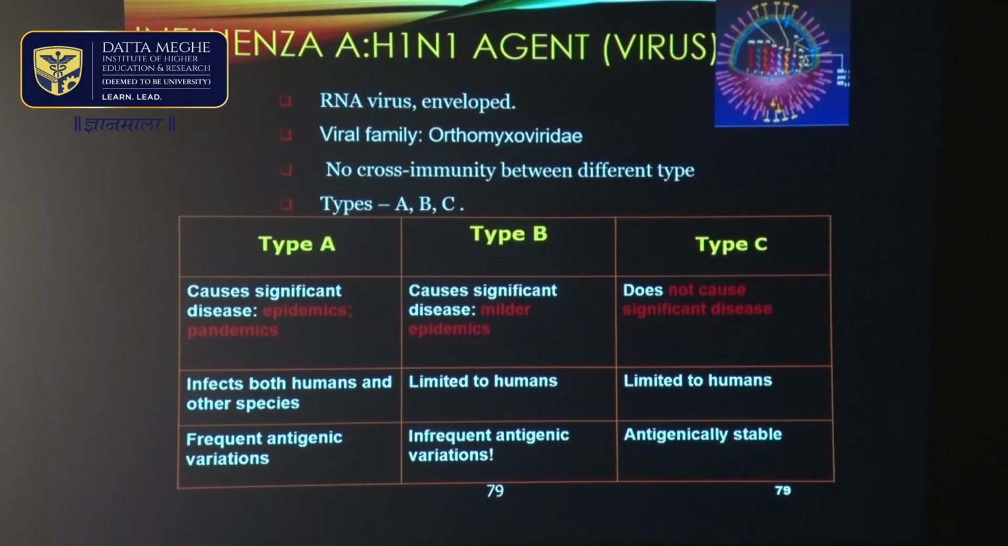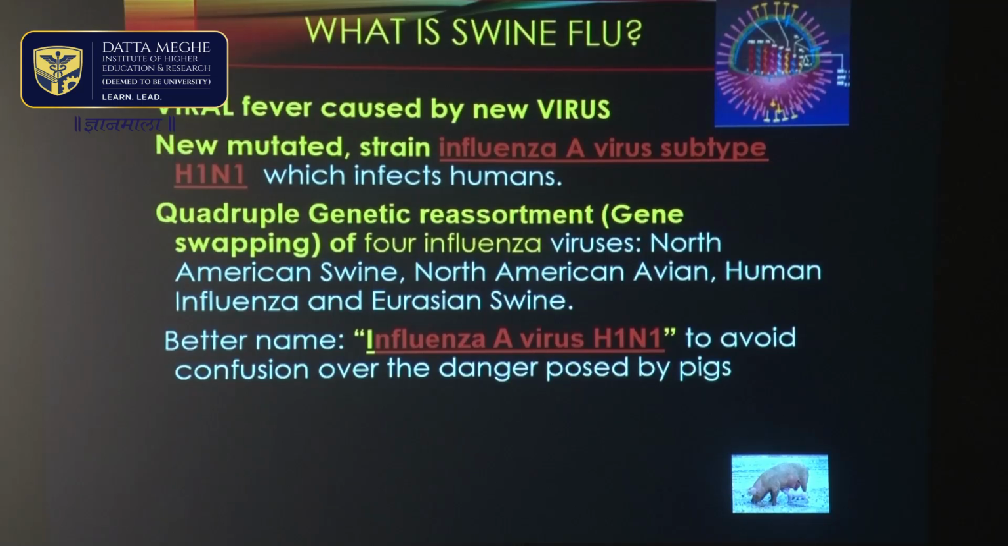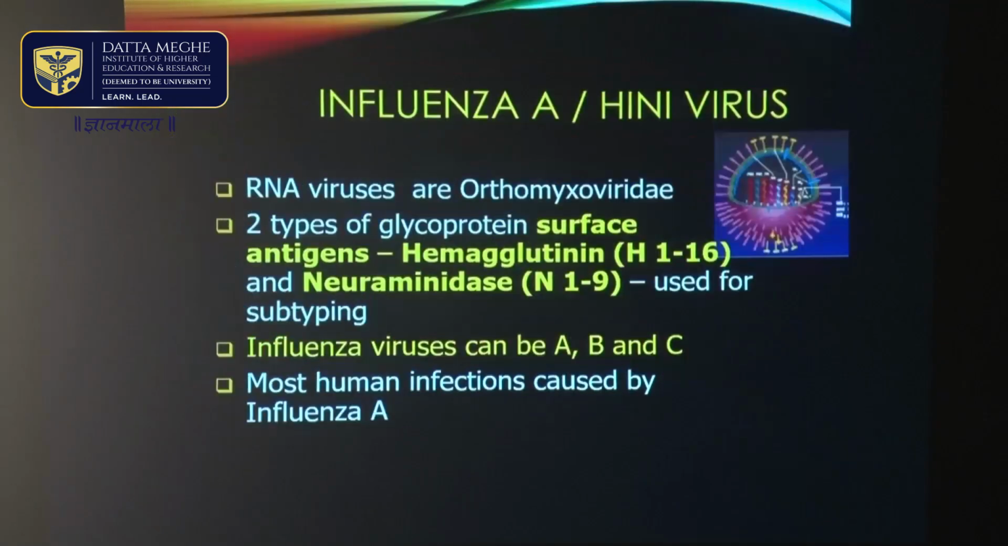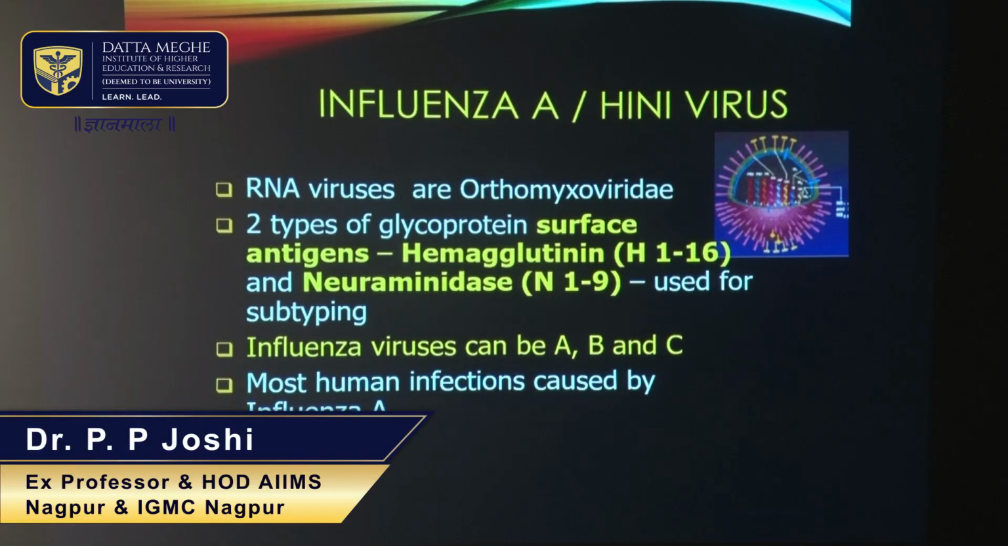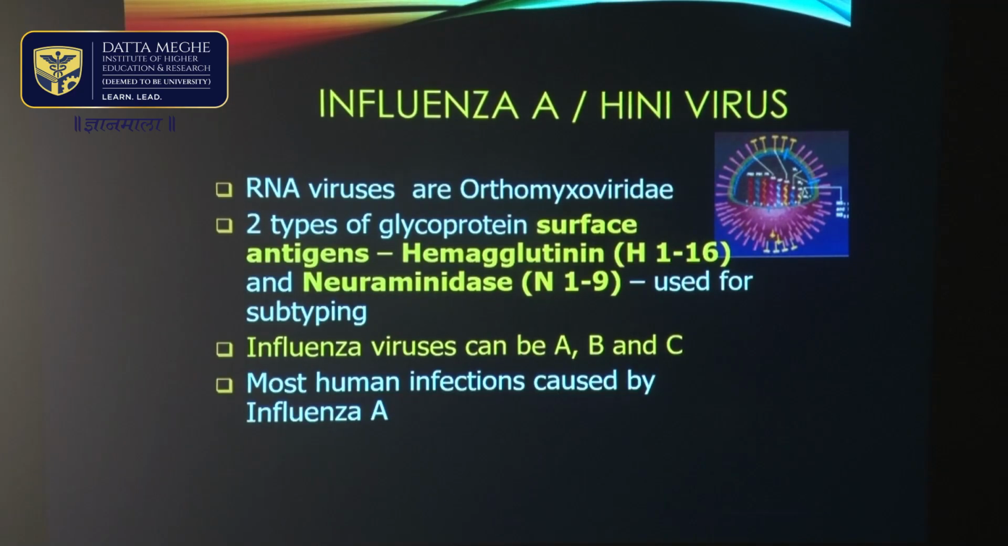So influenza H1N1, I'll just go through it, it is an RNA virus. I've told you type A and B. A is responsible for epidemics and pandemics. B may cause milder epidemics, but C type actually does not cause any significant disease. And influenza virus or H1N1 is caused by an RNA orthomyxovirus. And H1, what does H stand for? H stands for hemagglutinin, and there are 16 types, H1 to 16. N stands for neuraminidase, and N1 to 9 are the variants. So we have a lot of variations.